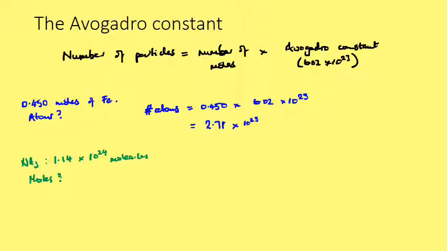Okay, well, we've used the same equation, but we need to rearrange it. So if we divide both sides by the Avogadro constant, you get moles on its own, and on the other side of the equation you'd have number of particles divided by the Avogadro constant.